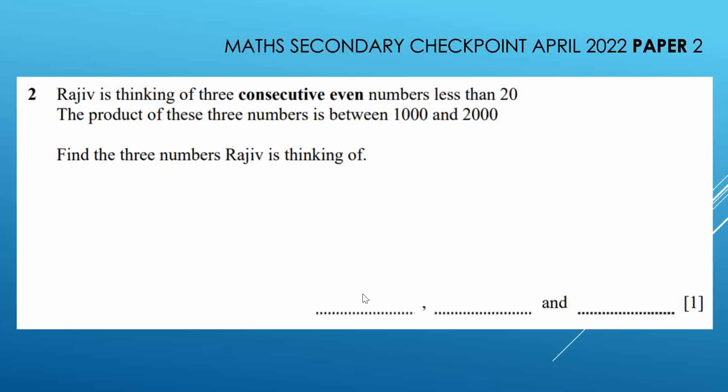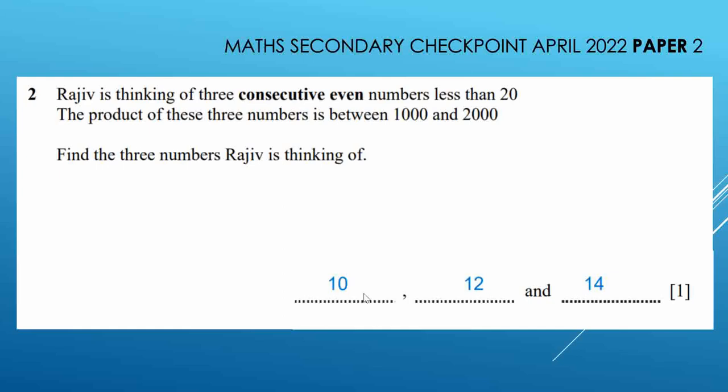Let's reveal the answer. You may pause if you still need more time. So the answer is 10, 12, and 14. These are all less than 20 and even numbers, and their product should be between 1000 and 2000. Let's check. If we multiply these, we get 1680, which is between 1000 and 2000. So that will be the answer.